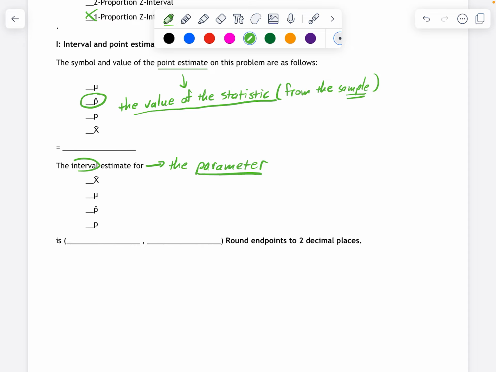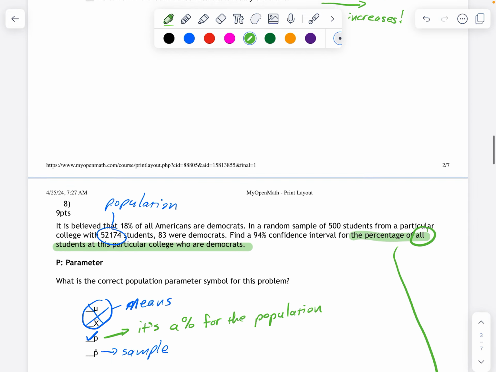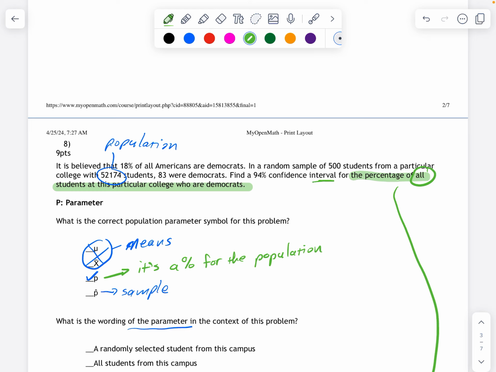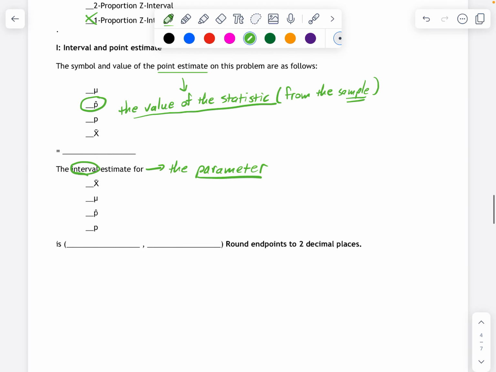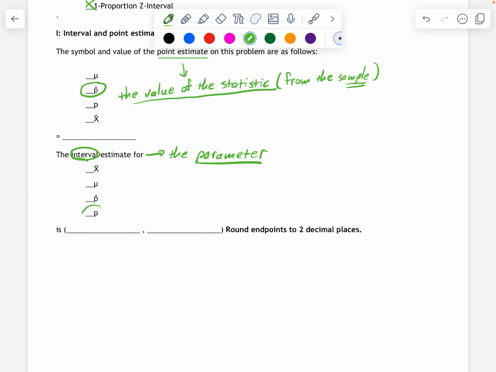Again, look back up here. What are we estimating? This is an interval for what? What I highlighted is P, the parameter for the whole population. So here you're going to pick the parameter for P. Sorry, the interval is estimating P. The interval that we're making is estimating the parameter, which is P. And then what is it?